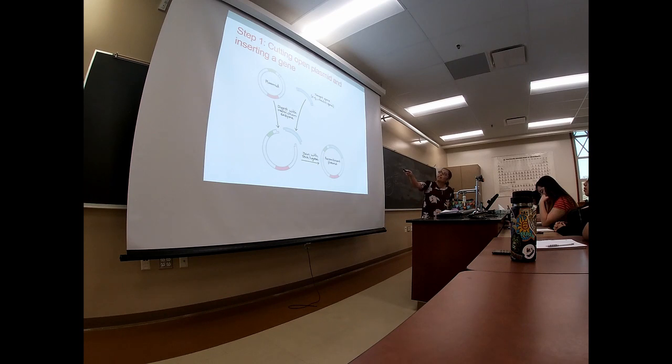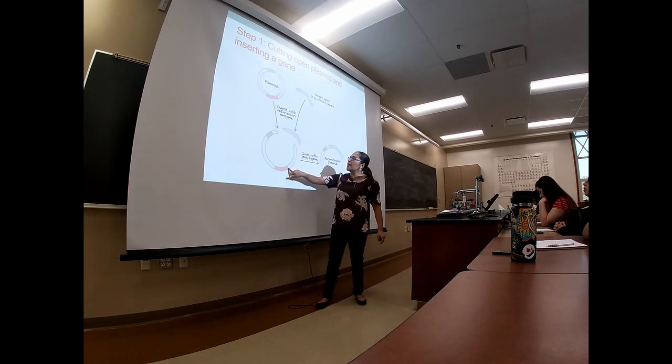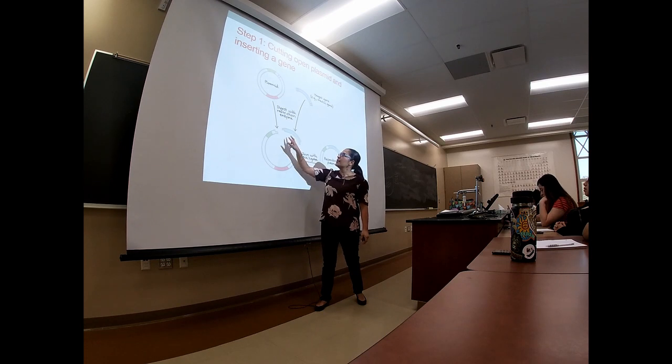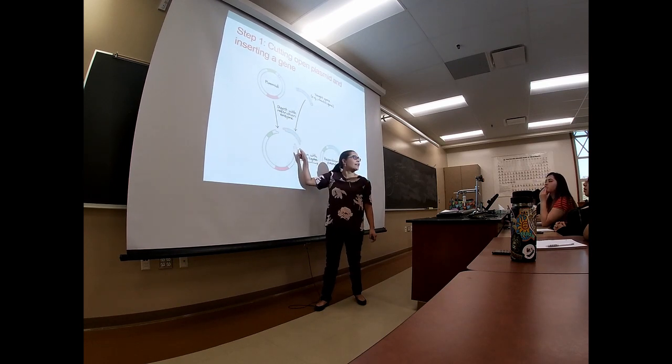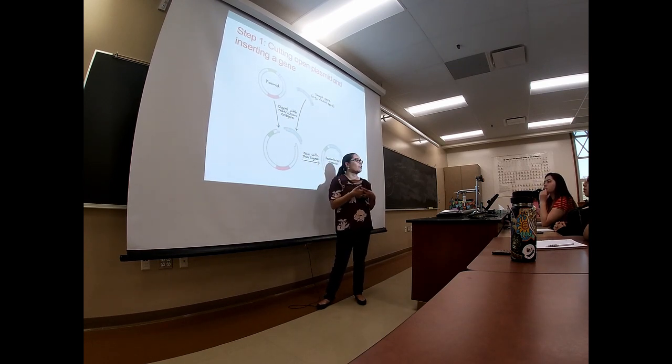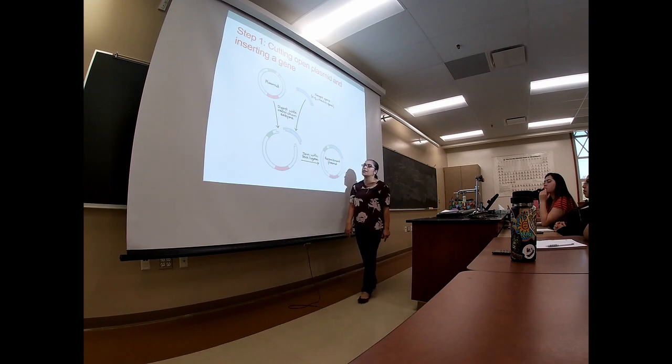And so notice that you have to cut it so that the little overhangs are compatible with the plasmid, or the vector that you're putting into. And so you have to cut the plasmid, you have to cut the gene, and you have to cut with compatible enzymes so that the pieces fit together properly. Okay, that's the cutting part.